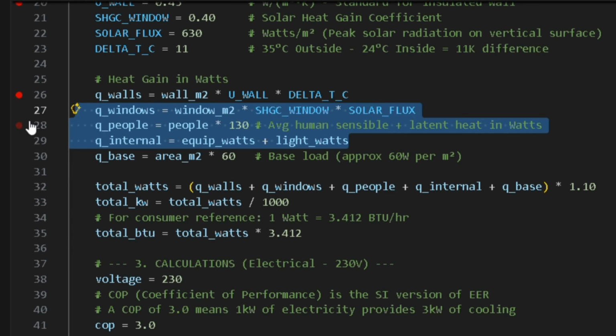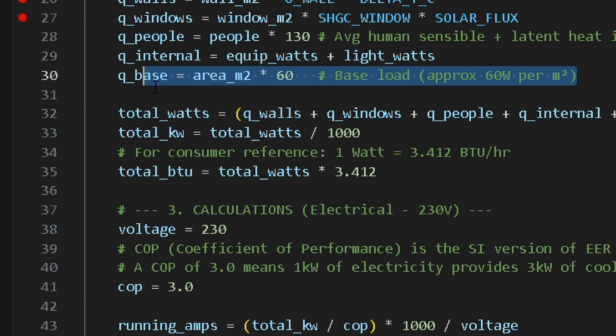Base load approximation. Q_base = area_M2 times 60. This adds a background load factor of 60 W per square meter. It accounts for miscellaneous heat sources such as air infiltration and minor appliances. This approximation makes the model practical for teaching and preliminary design.